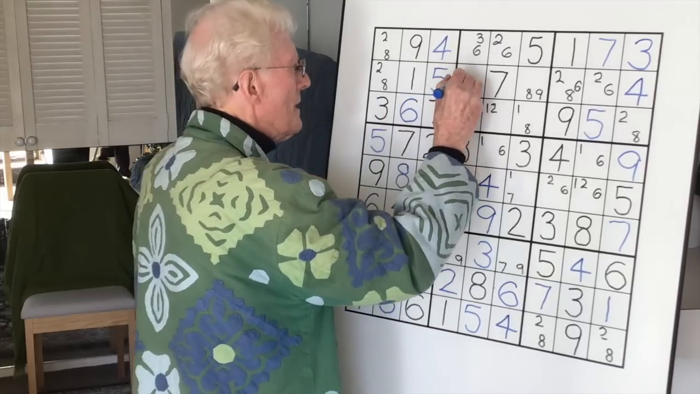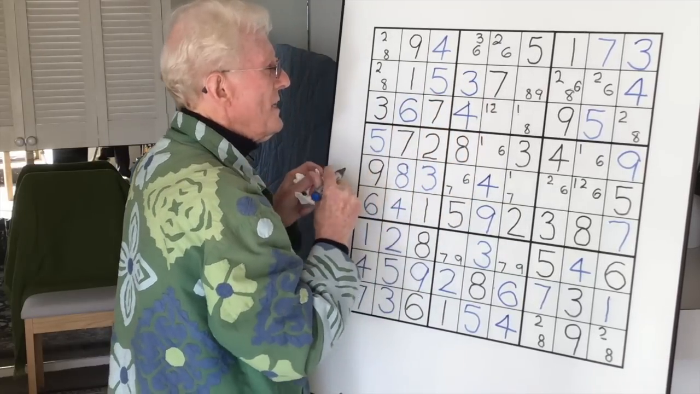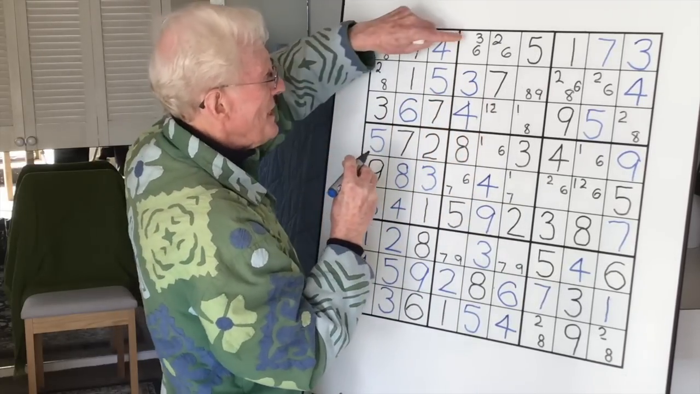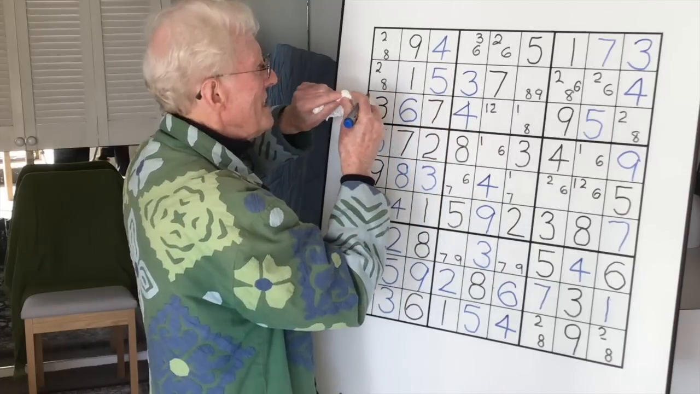Okay. Now, what does that do? Oh, look at this. That 3 goes and we get a big 6. Let's get rid of that 3.